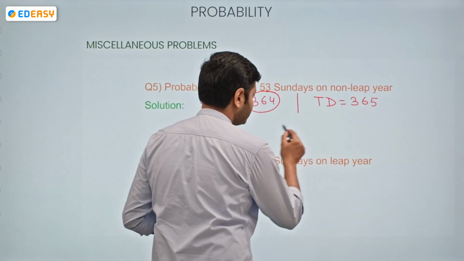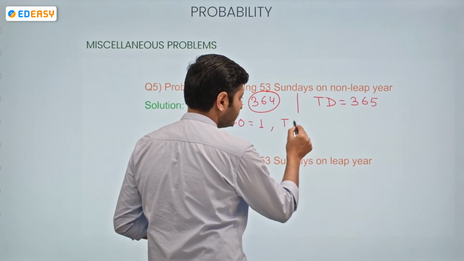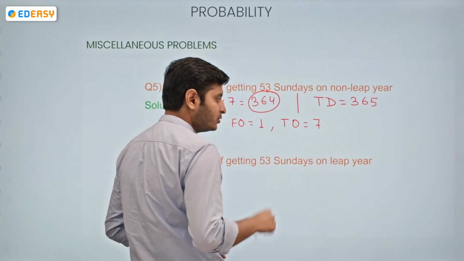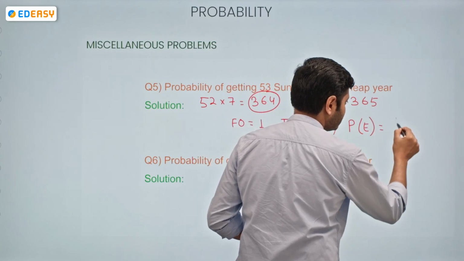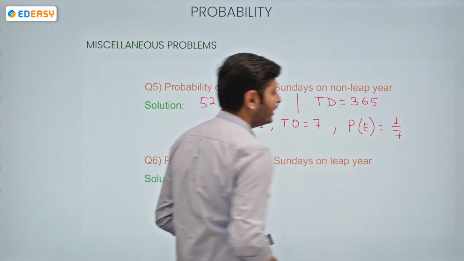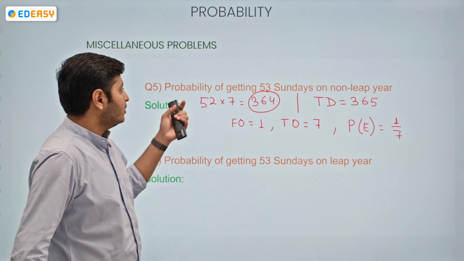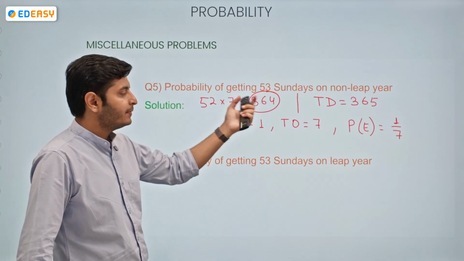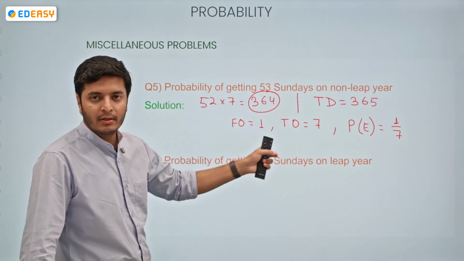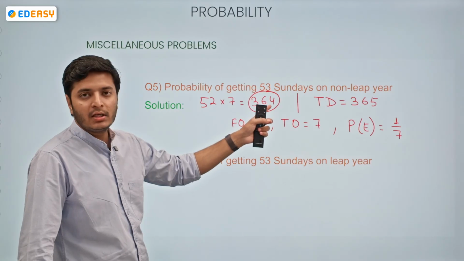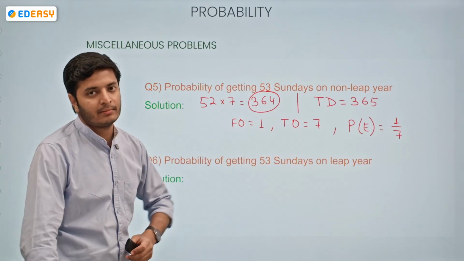One day. So the probability of us getting a Sunday on that day: the favorable outcomes are 1, total outcomes are 7. So the probability of having a Sunday on that day is 1 by 7. For any day it is always 1 by 7. If the examiner is asking what is the probability of getting 53 Mondays in a non-leap year, you can find it in the same way. What is the probability of getting 53 Tuesdays? Same way. The probability will always remain the same, 1 by 7.